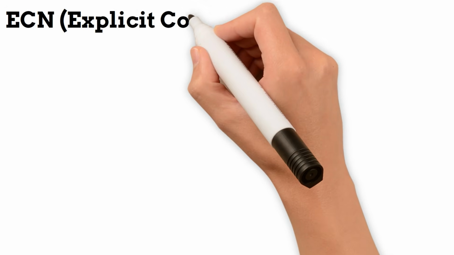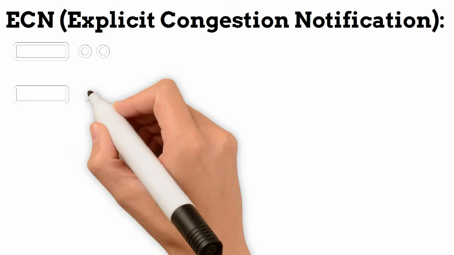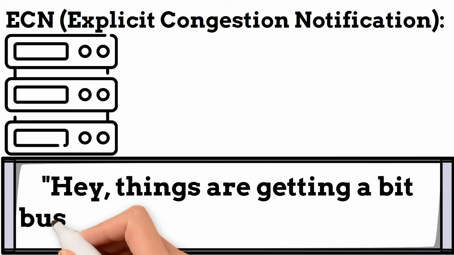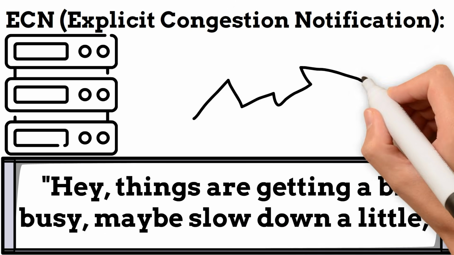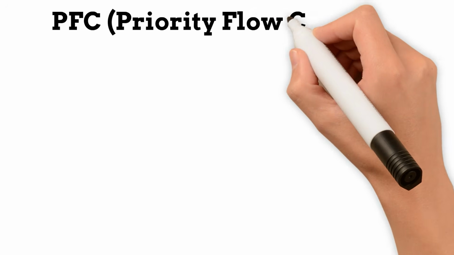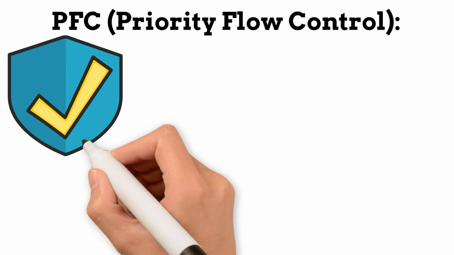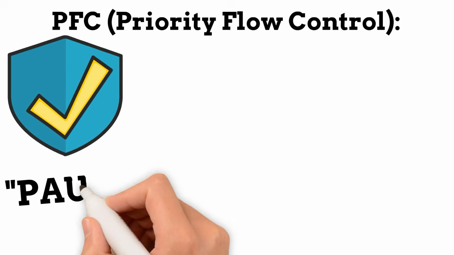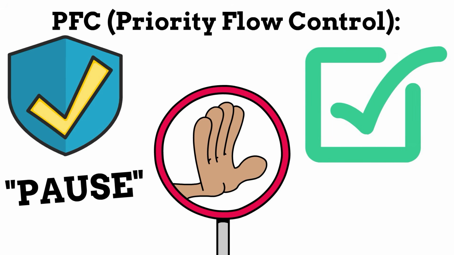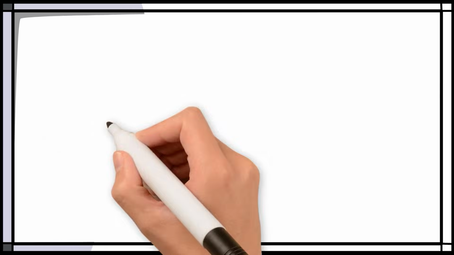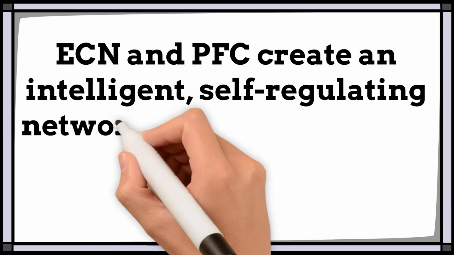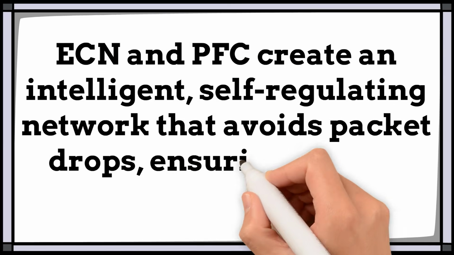ECN, explicit congestion notification. This allows switches to mark packets to gently tell servers, hey, things are getting a bit busy, maybe slow down a little, before they have to drop anything. PFC, priority flow control. This is the safety net. If things get really congested, a switch can send a pause frame to the upstream device, telling it to hold on for a moment to prevent any packet loss. When used together, ECN and PFC create an intelligent, self-regulating network that avoids packet drops, ensuring your AI jobs run as fast as possible.